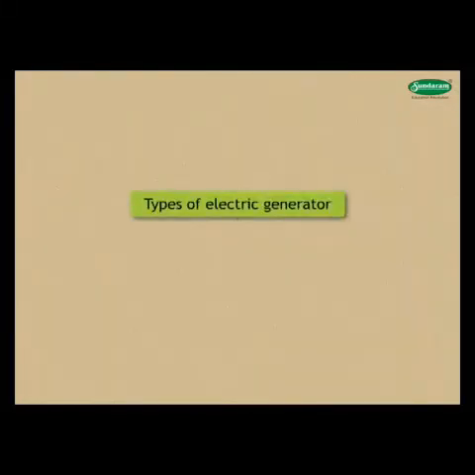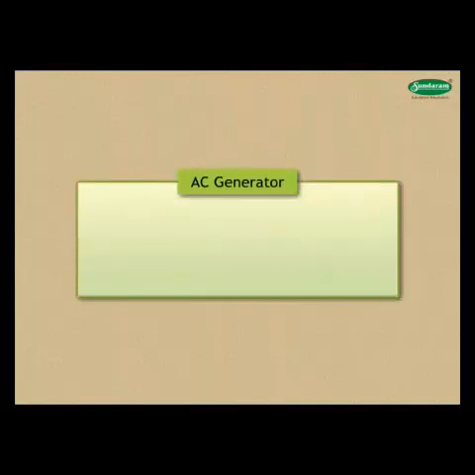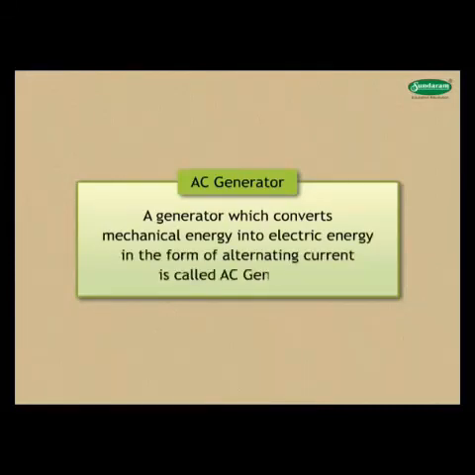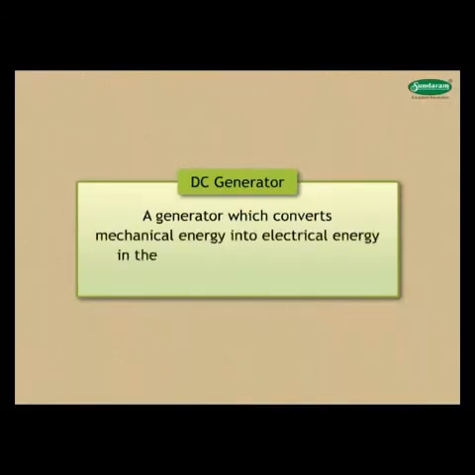Types of electric generator: AC generator, DC generator. AC generator: a generator which converts mechanical energy into electric energy in the form of alternating current is called an AC generator. DC generator: a generator which converts mechanical energy into electrical energy in the form of direct current, or DC, is called a DC generator.